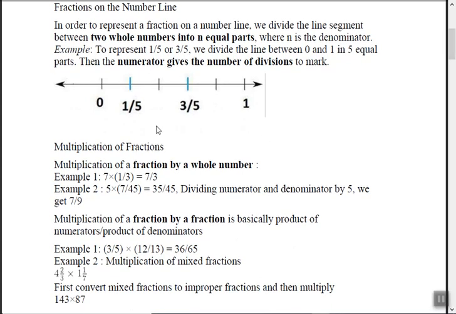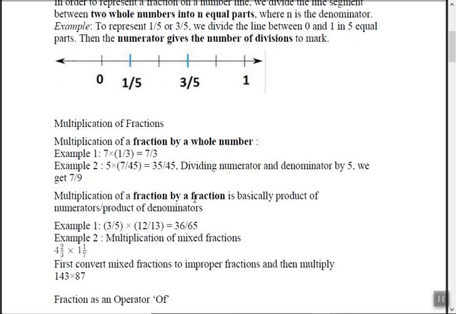Now, how to represent fractions on the number line? Suppose we have to represent 3 upon 5. Make 5 parts between 0 and 1 or 1 and 2, whichever you want. Generally 0 and 1 is okay, because between 1 and 2 it would be an improper fraction. So between 0 and 1 make 5 parts and select 3. So, 1, 2, 3. This is 3 upon 5.